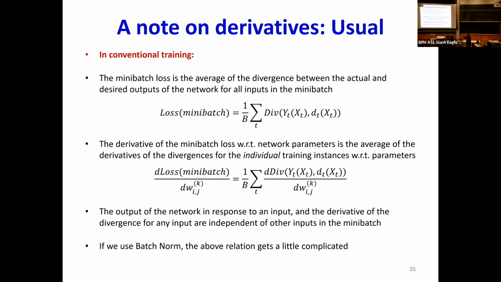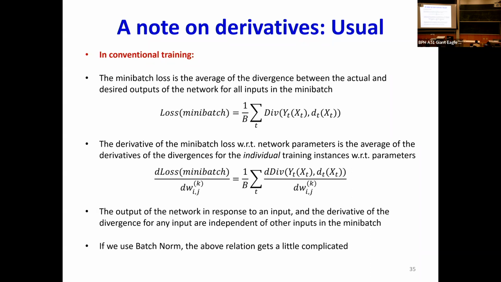Now there's a problem with this whole process, and it has to do with training. In conventional training, the mini batch loss is the average of the divergences between the actual and desired outputs for all the instances in the mini batch. So when I take a derivative with respect to any parameter, it's going to be the average of the derivatives of the losses for the individual instances.